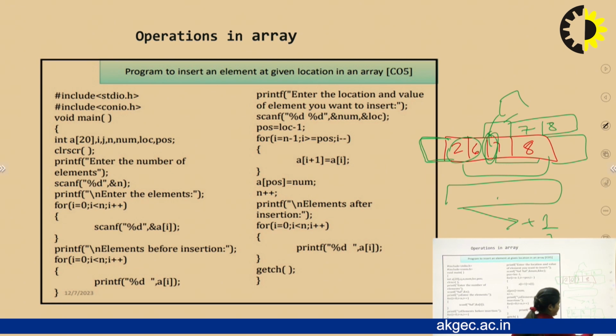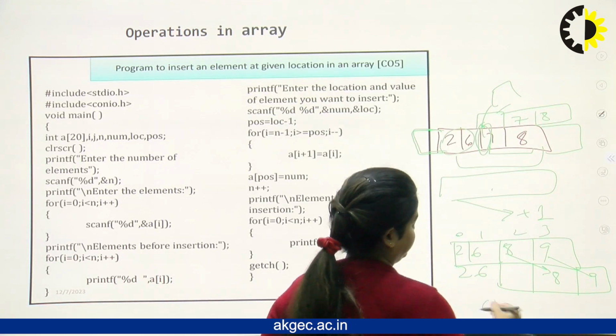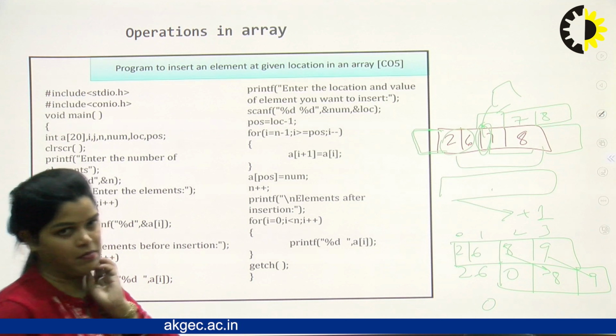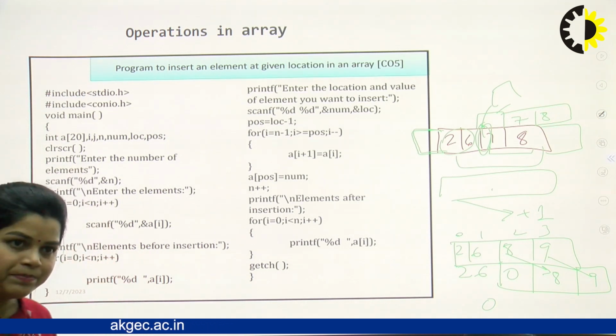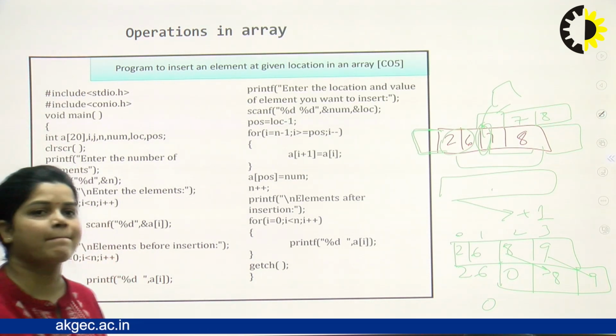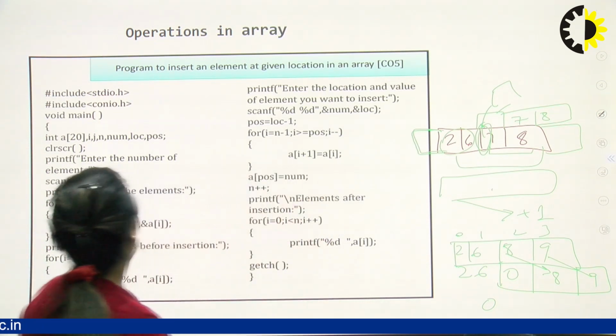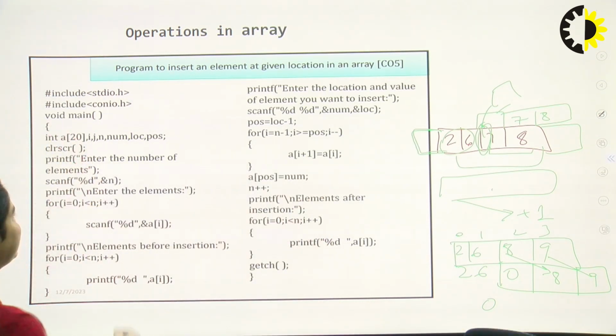Okay, then 8 will be shifted here, 9 will be here, and at that particular position, suppose you want to enter 0, then 0 will be entered here. Okay, now how? Let's see. You all know this, but let's revise it.